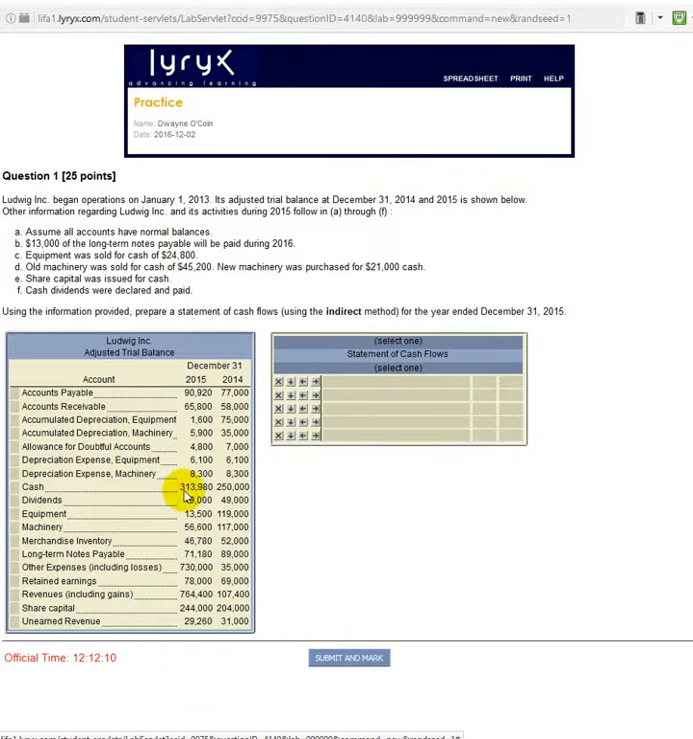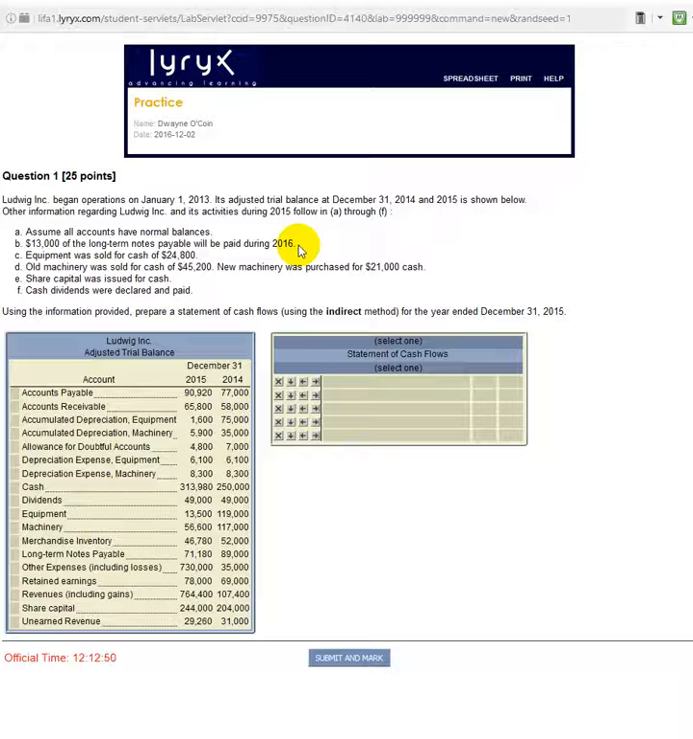So let's get started. We're told that they began operations on January the 1st of 2013, which was a little while ago, and now we've got December 31st, 2014 and 2015 balance sheets included in the adjusted trial balance here. So the beginning of the year is January 1st, 2015, and the end of the year is December 31st, 2015. We're to assume that all accounts have normal balances, so there are no surprising debits or credits lurking in there anywhere. And we have a long-term notes payable. It says that that will be paid during 2016. That would be important information if we had the balance sheet.